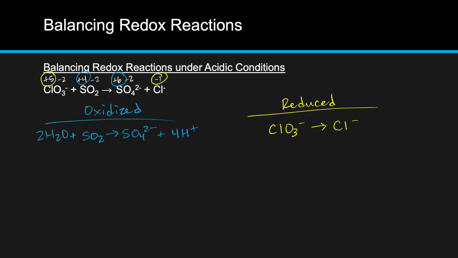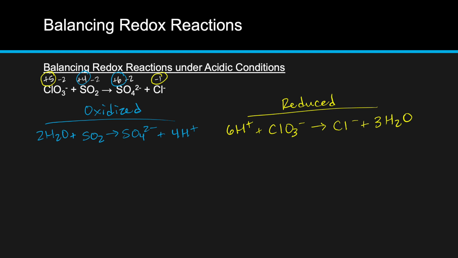Now let's do that exact same thing to our reduction half reaction. So we have 3 oxygens on the left, which means I need 3 water molecules. And now that I added 6 hydrogen atoms, I need to add 6 H plus ions to balance out the hydrogen. Now we need to balance out charge.